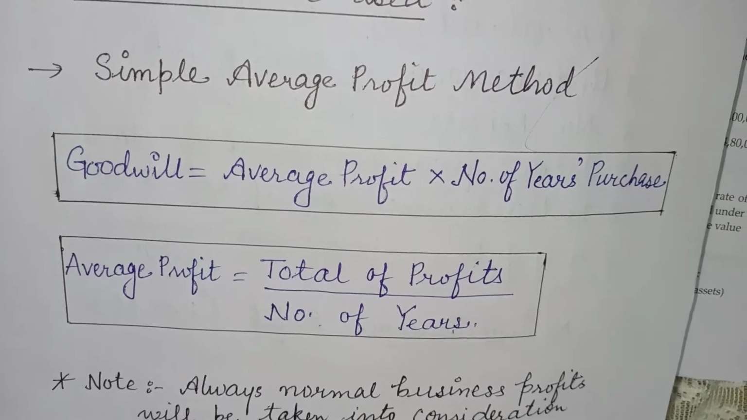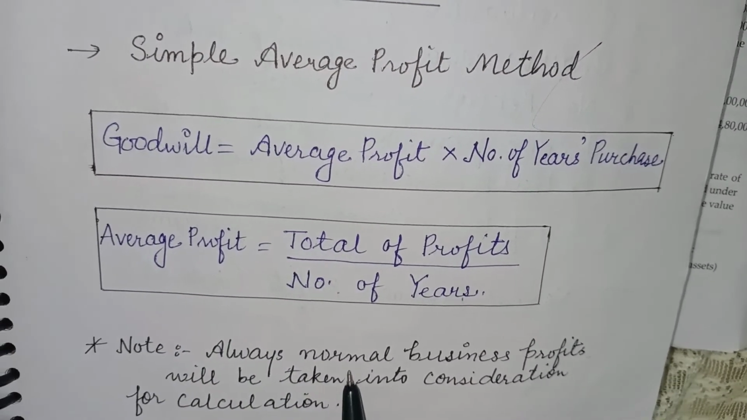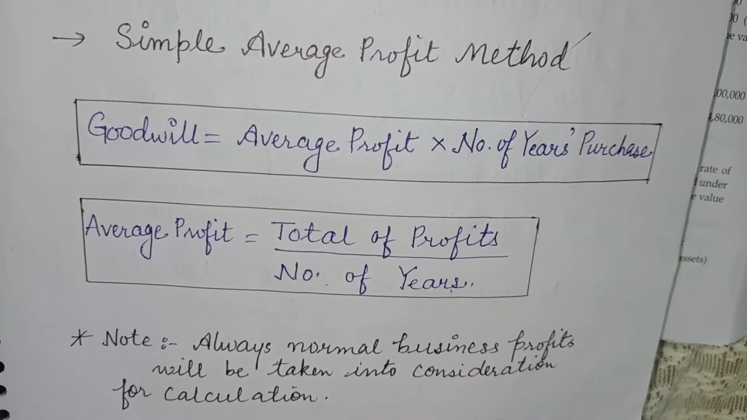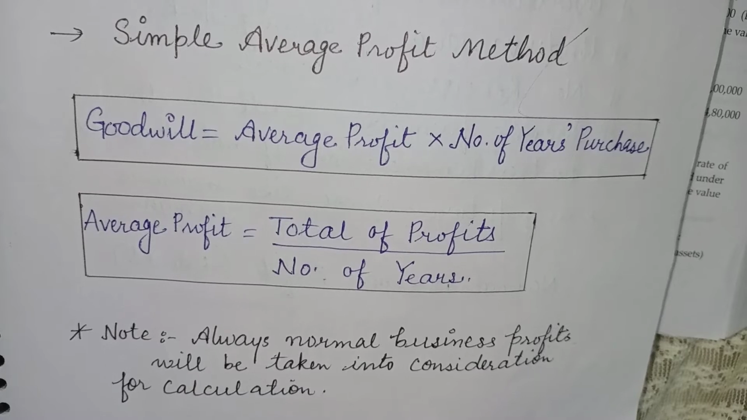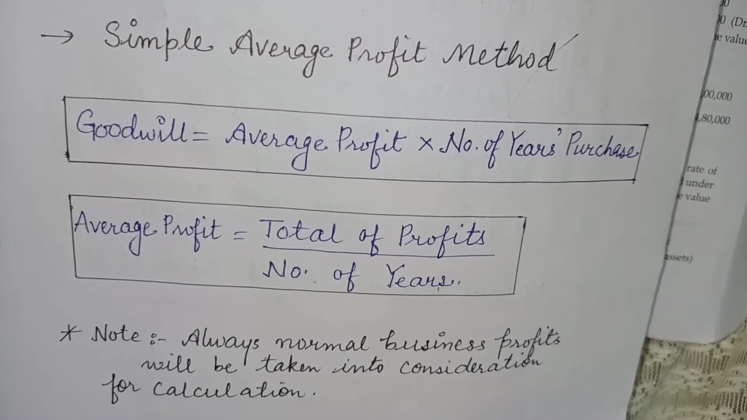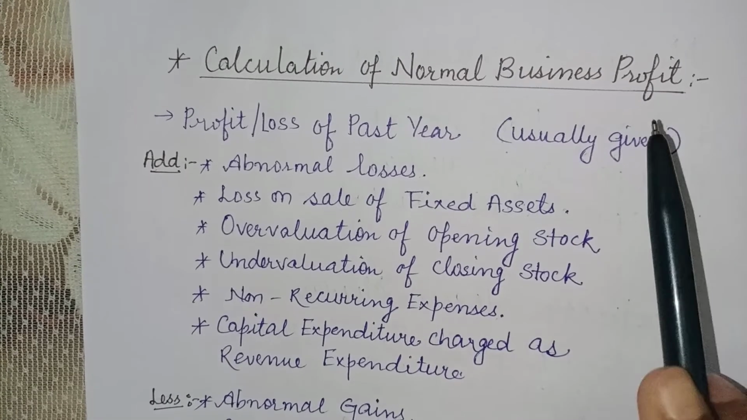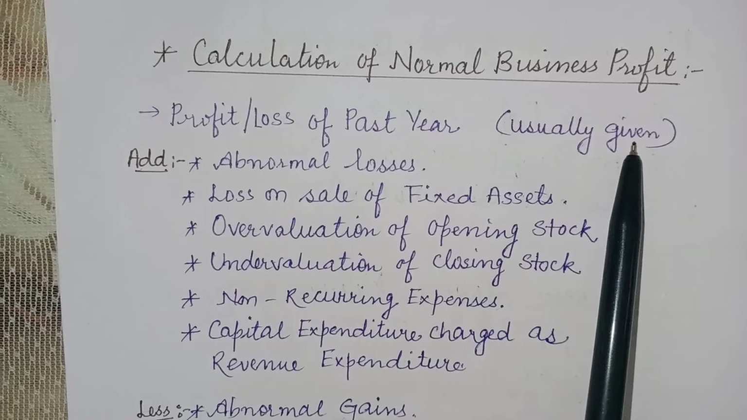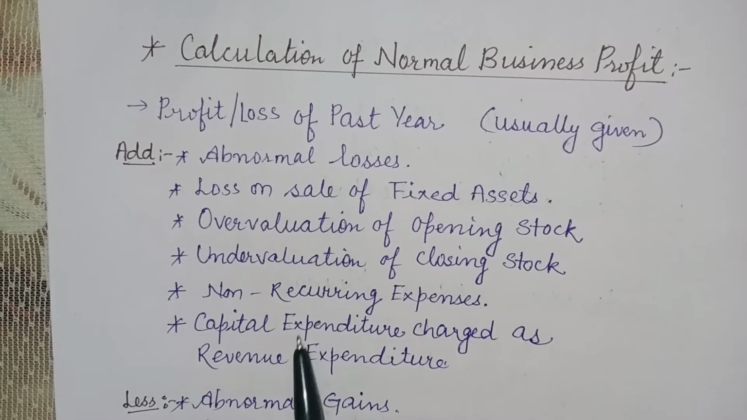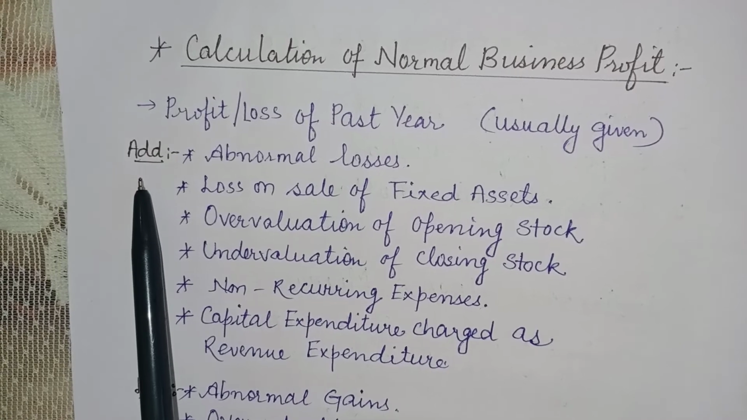Now always the average profit will be dependent on the normal business profit, and how to determine that normal business profit, that is also very important. So let us see how to calculate the normal business profit. So the normal business profit or the loss of the past years will be given in the question. Now what are the adjustments to be added? So that you need to remember, these items are to be added.